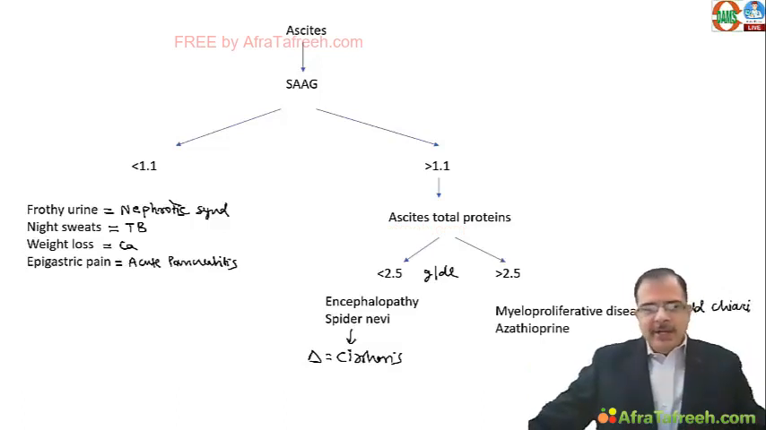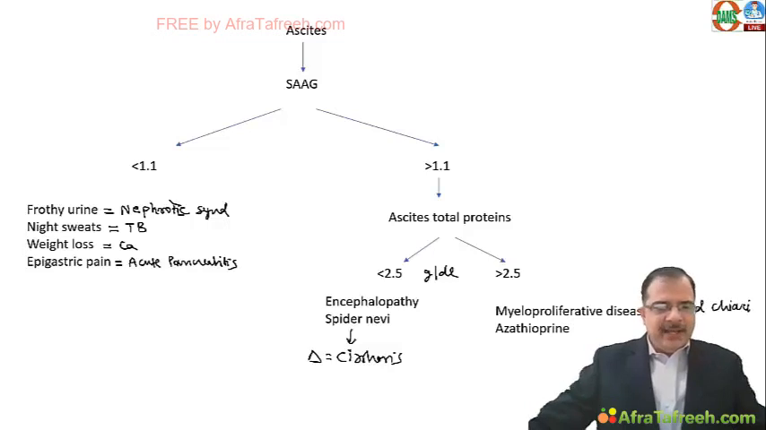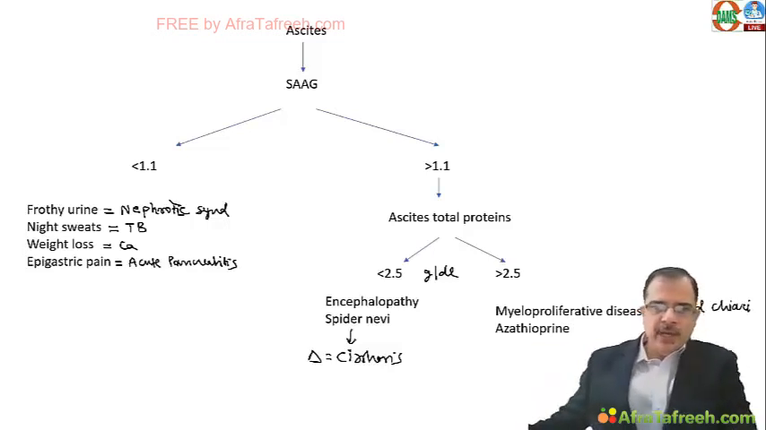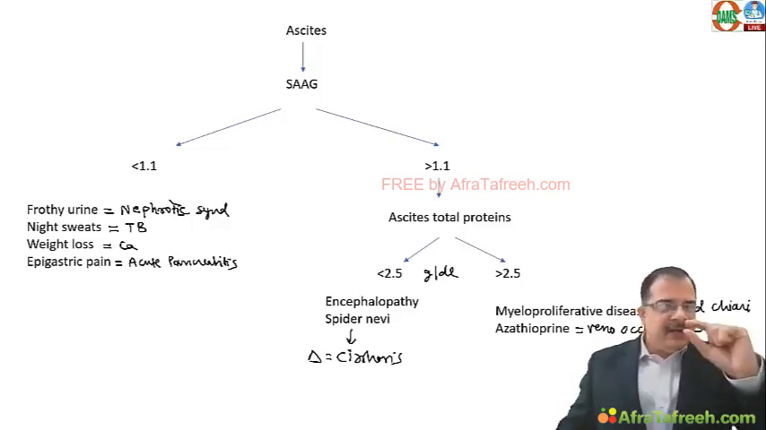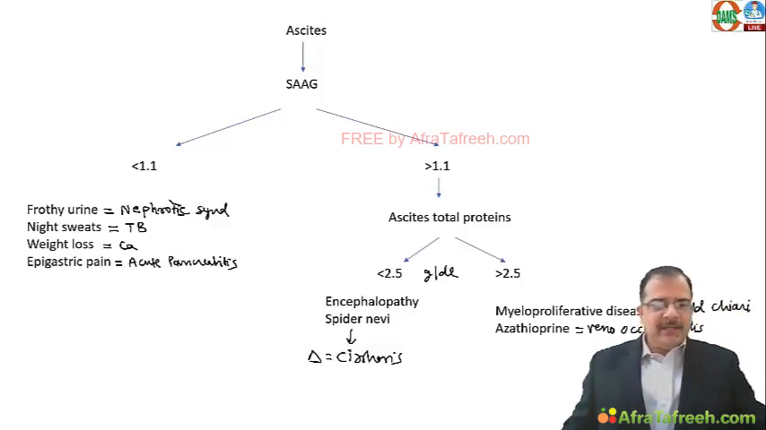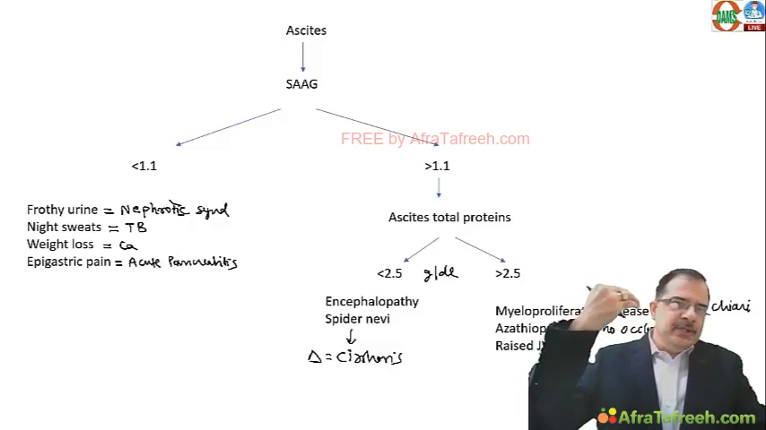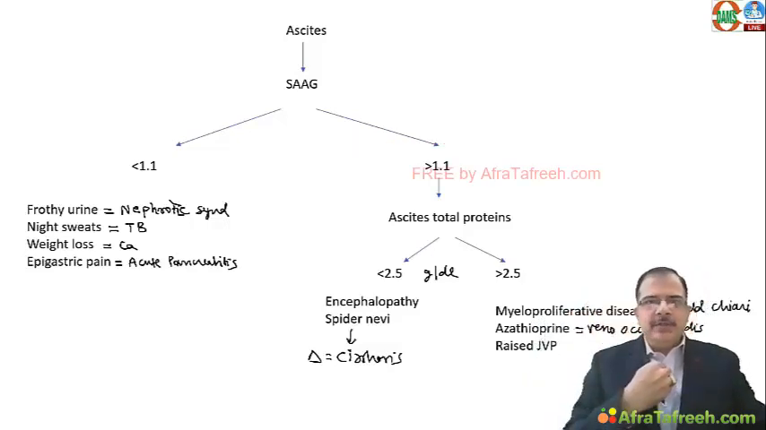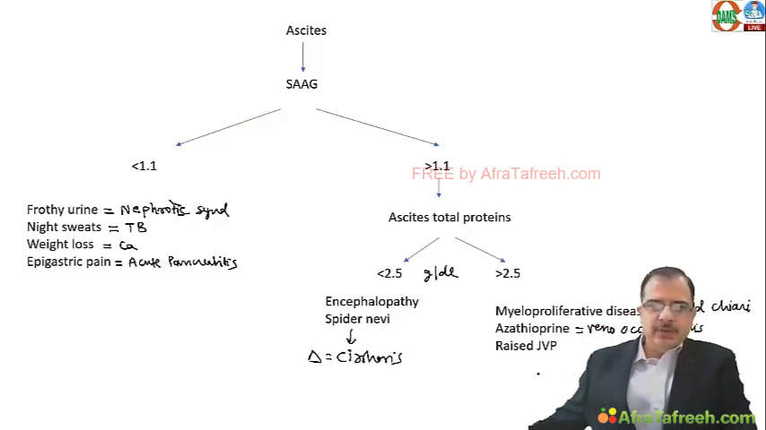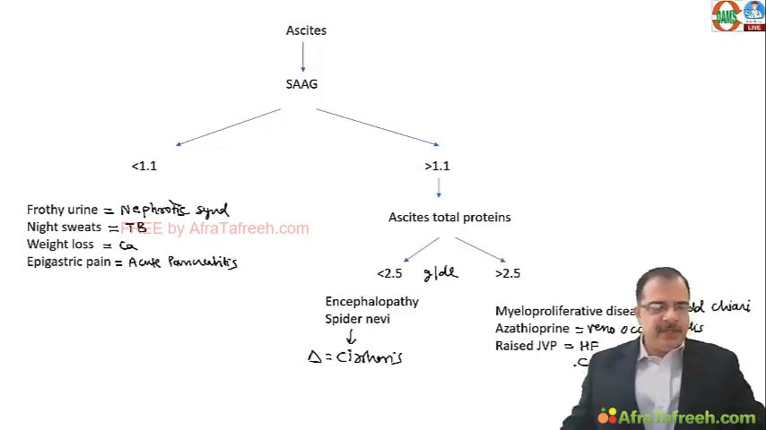If azathioprine intake is given to you, that means it is a veno-occlusive disease, a disease that affects the post-sinusoidal venules. Then if raised JVP is mentioned, so raised JVP will come from the cardiac causes which are leading to the ascites. So it could be a case of heart failure, or it could be a constrictive pericarditis, CP, constrictive pericarditis.